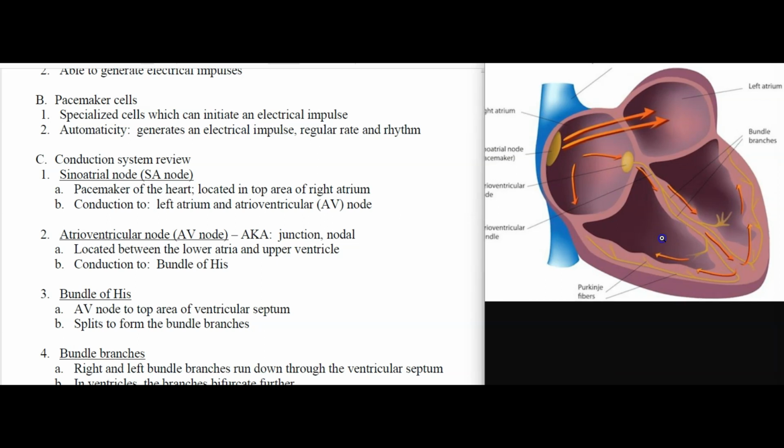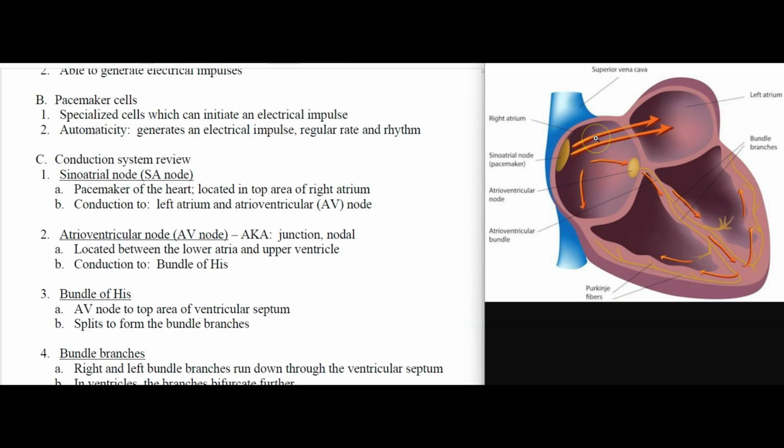If you look at the right side of your screen, this is how the conduction system looks. We have the SA, or sinoatrial node, which is our normal pacemaker, and this is our AV node. This is the atrioventricular bundle, also called the bundle of His, and then we also have the left and right bundle branches, and then we have the Purkinje fibers.